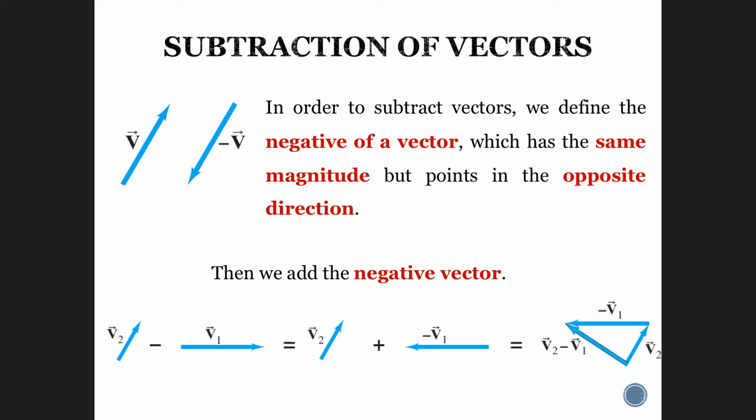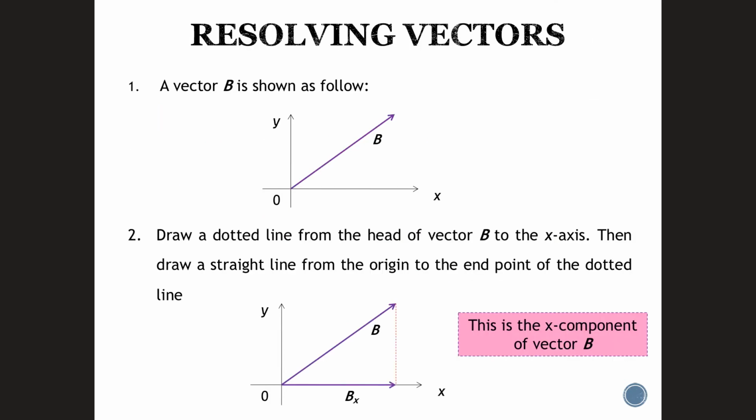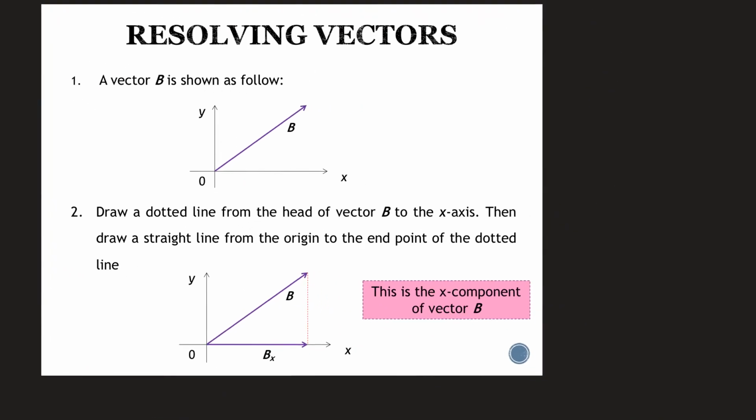Sorry, I already mentioned this before. The negative over there represents the opposite direction. So when you have a negative there, please make sure you change the direction of the arrow. Okay, so when it comes to vectors, the thing that you need to understand is how to resolve a vector.